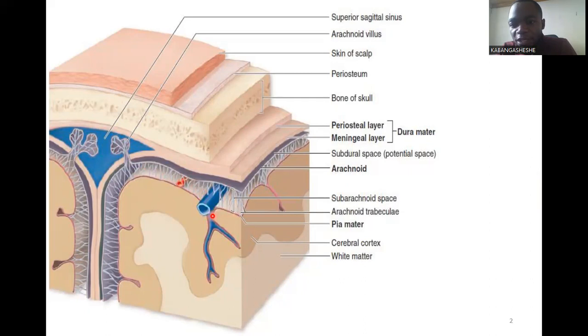And we know that there are two large veins that collect blood from the head region: the internal jugular vein and the external jugular vein. The internal jugular vein collects blood from the brain substance itself. Then we have the external jugular collecting blood from other parts of the head, the muscles, the skin, and other parts of the skull, not the brain itself. For the brain, we have the internal jugular.